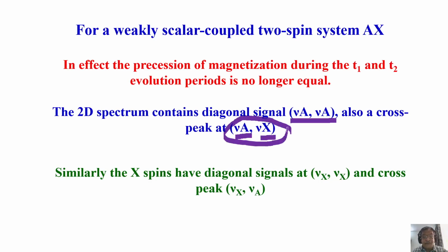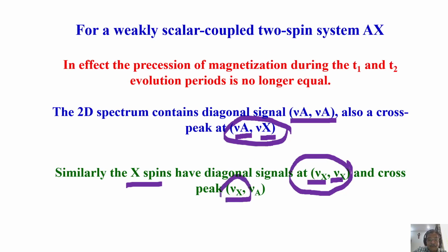Okay, this is for A spin. What about the X spin? Identical, same explanation. When the precessional frequency of X remains the same in T1 and T2 dimensions, it gives a diagonal peak at nu X frequency. If nu X has also given its magnetization to nu A, with a similar argument, then in the 2D spectrum at the nu X frequency, you can also see the effect of it, the nu A precession frequency.